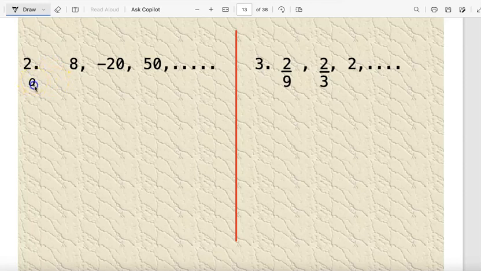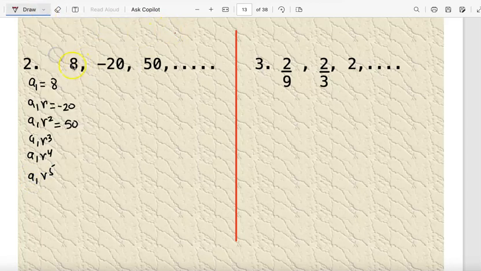So what is your A1 over here? A1 is your 8. What about your A2? I should not write A2, I should write like this. This is my first term, A1R. What's this? Negative 20. What about A1R squared? That's your 50. So which are the next three terms? My next three terms will be A1R cubed, A1R to the power 4, A1R to the power 5. So the only thing I need in this case is R, since I already have A1. And how do I find R? R is your A2 divided by A1. So this is your negative 20 divided by 8.